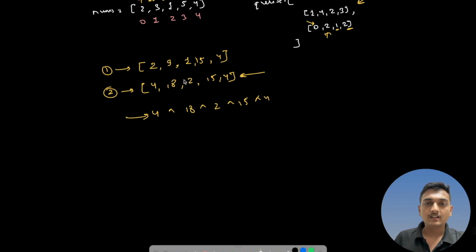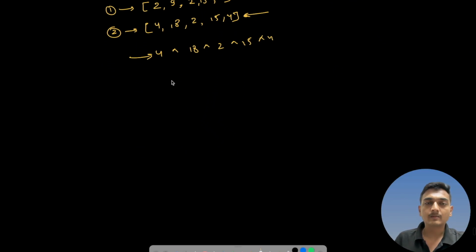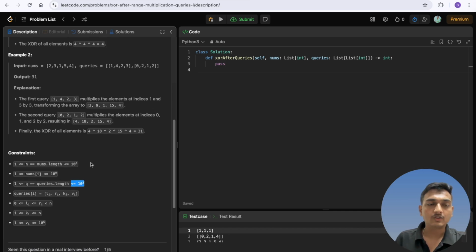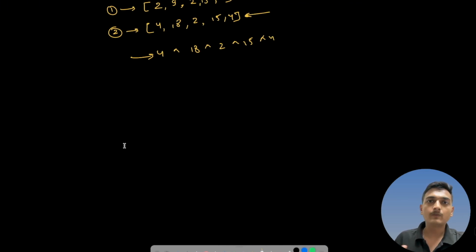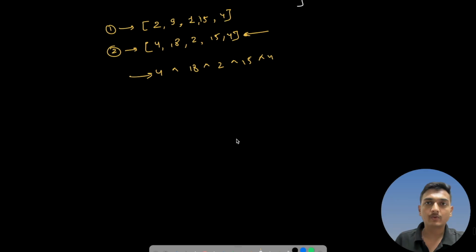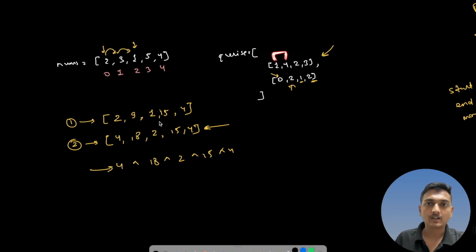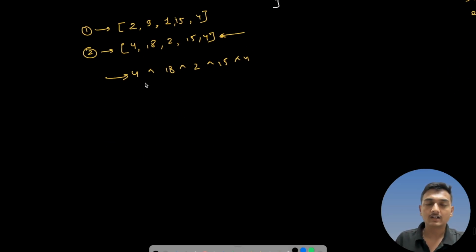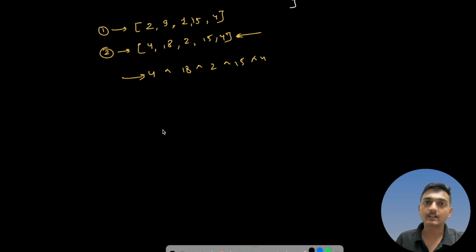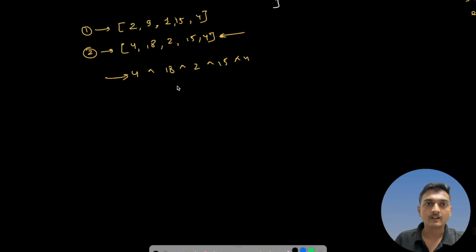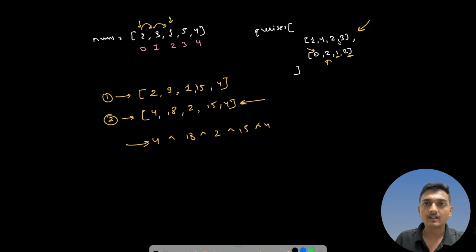Now there is no special intuition in this problem. For this question, if you see the constraints, n is 10 to the power 3 and the queries length is also 10 to the power 3. So I think brute force can work. If the queries length is not very large, brute force can work. So let us try brute force. Let us discuss brute force, then if it doesn't work, we will try to optimize and proceed further. Brute force is, I think, very simple.